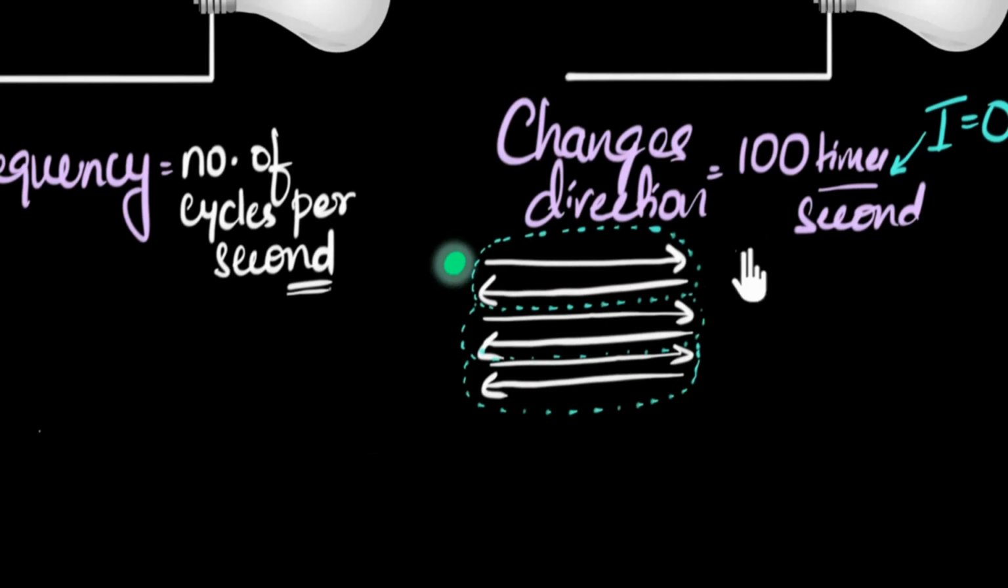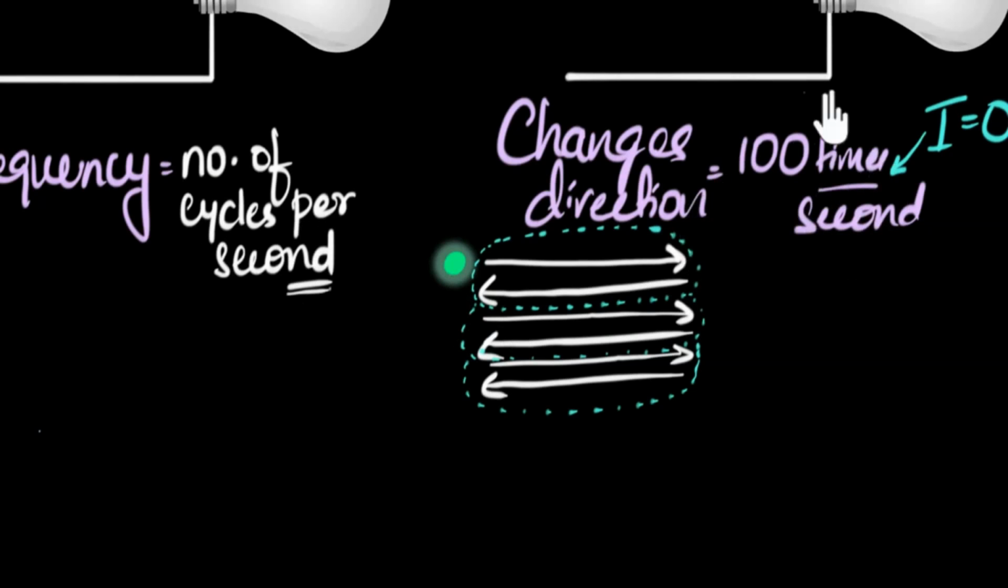Now, here's the question. Given that we know the electron changes direction 100 times in 1 second, can we figure out how many cycles it is going through in 1 second? These numbers are related to each other. Can you pause the video and think about this? Pause. Unpause. All right, hopefully you've tried.